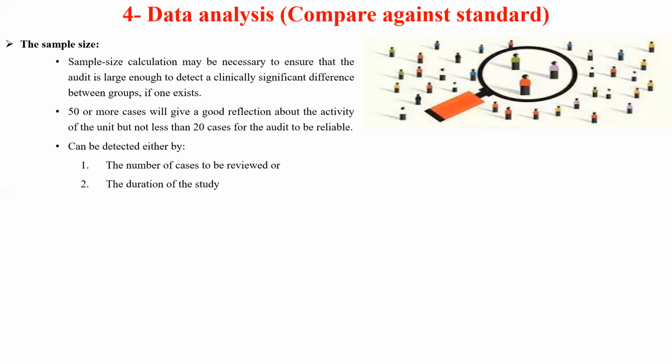So either sample size can be detected by the number of cases to be reviewed or by the duration of the study. The least acceptable number is 20. For the audit to be reliable, 50 or more cases will give reflection about the activity of the unit.